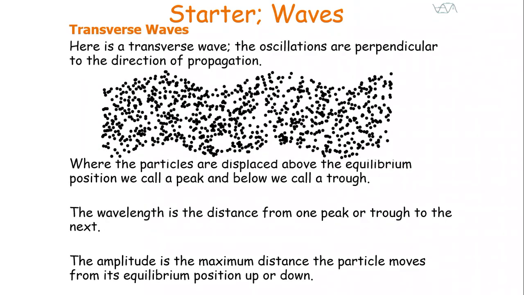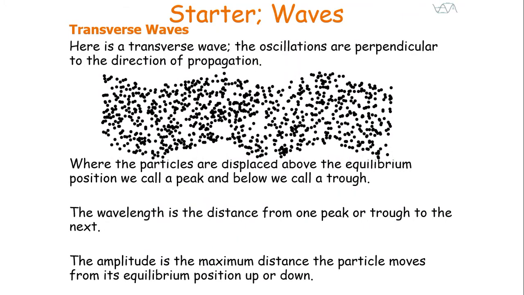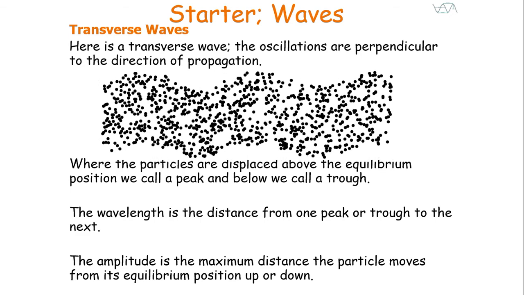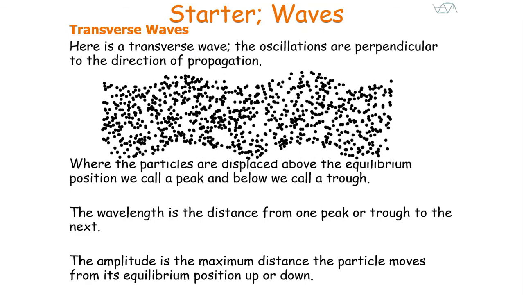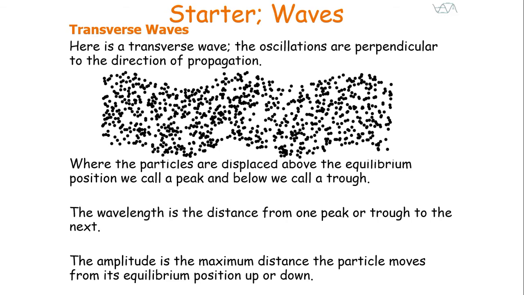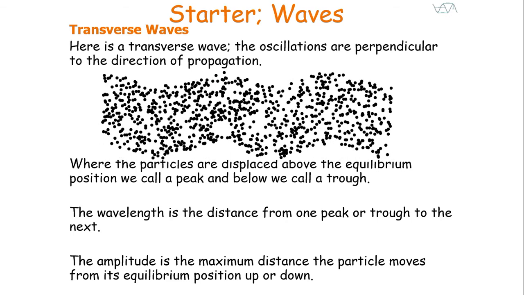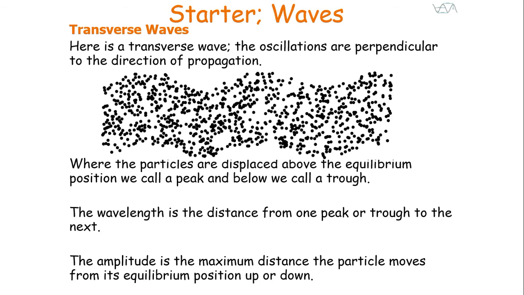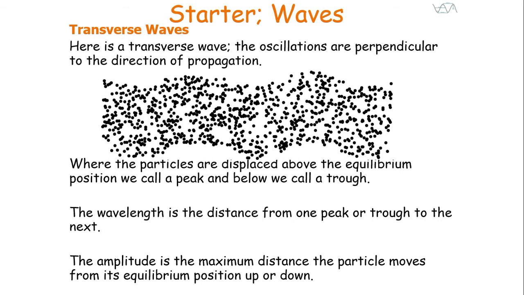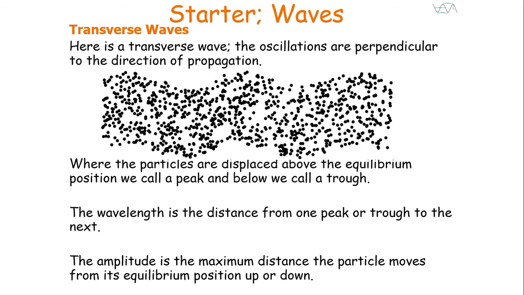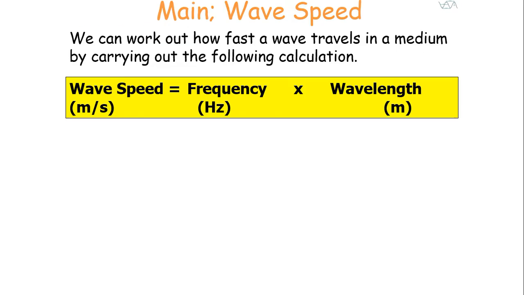Now, in a transverse wave, the oscillations are perpendicular to the direction of energy transfer. When the particles are displaced above the equilibrium, we call that position a peak. Below it, we call it a trough. The wavelength is the distance from one peak or trough to the corresponding peak or trough in the next wave, and the amplitude is the maximum displacement the particle moves from the equilibrium position either up or down.